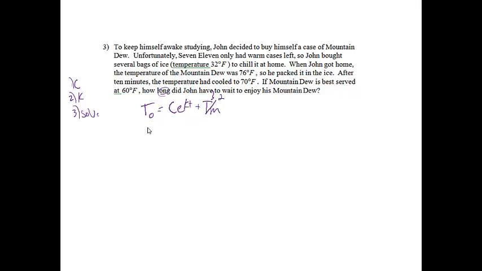First of all, we're going to find C. When he first bought his Mountain Dew, it was 76 degrees. So the temperature of the object was 76, and that was when time equaled 0. So I'm going to subtract 32, and that gives me 44 equals C. So now we get temperature of the object is equal to 44 e to the kt plus 32.